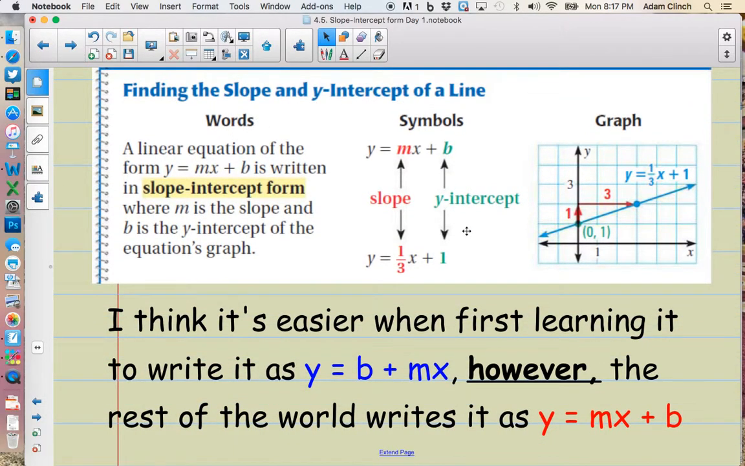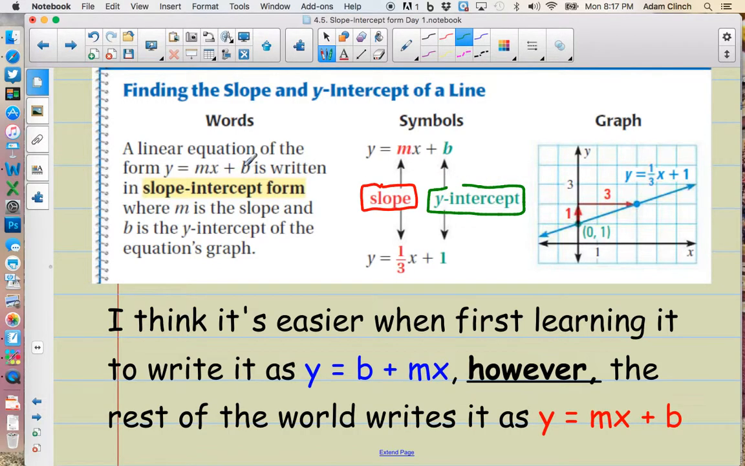If you look in your book, you're going to see this. A linear equation of the form y equals mx plus b. They use m to stand for slope. So m stands for slope, and b stands for y-intercept. If it's written in y equals mx plus b, they call that slope-intercept form, where m is the slope and b is the y-intercept of the equation's graph. So the example of the line they give is y equals 1/3 x plus 1.